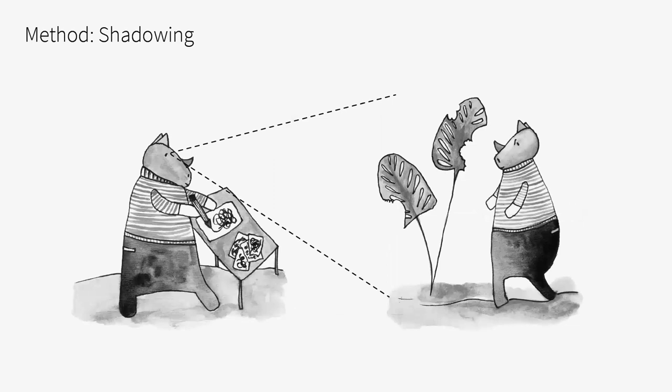So what we do in the Folio project is we use a method called shadowing, which is basically going out to libraries, talking to people, following them around, and seeing how they perform their work. And doing that, you often notice things that people themselves don't notice so much, that could be optimized in their workflow.